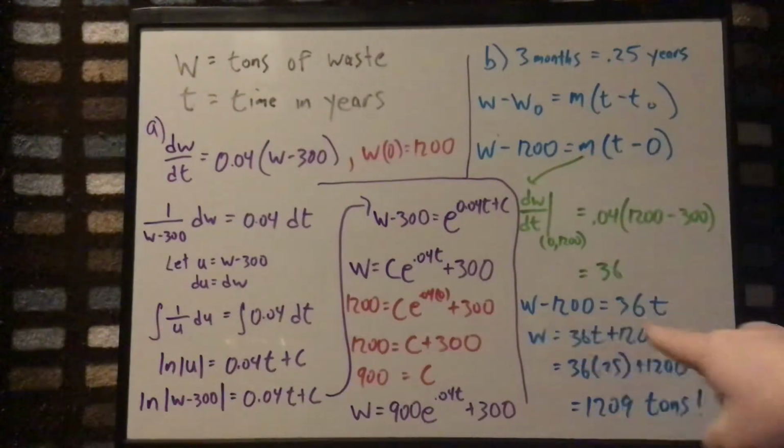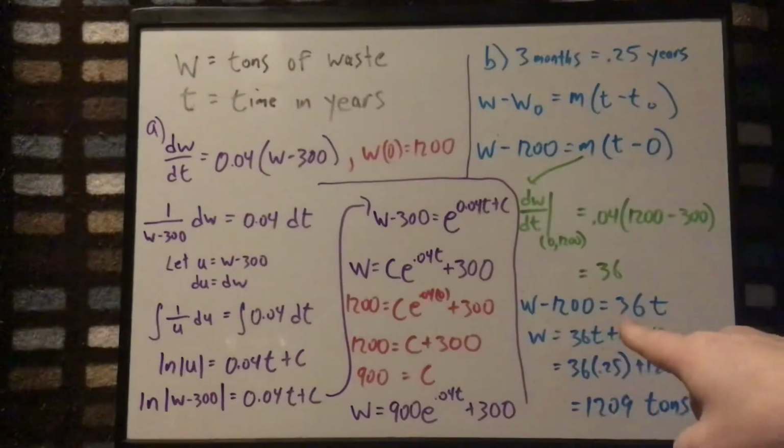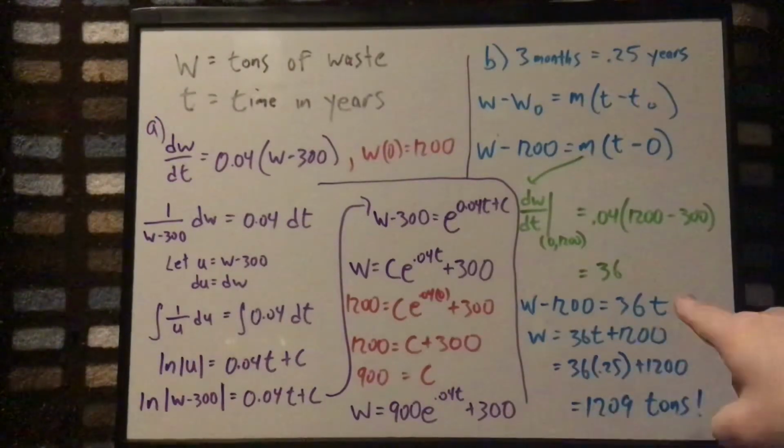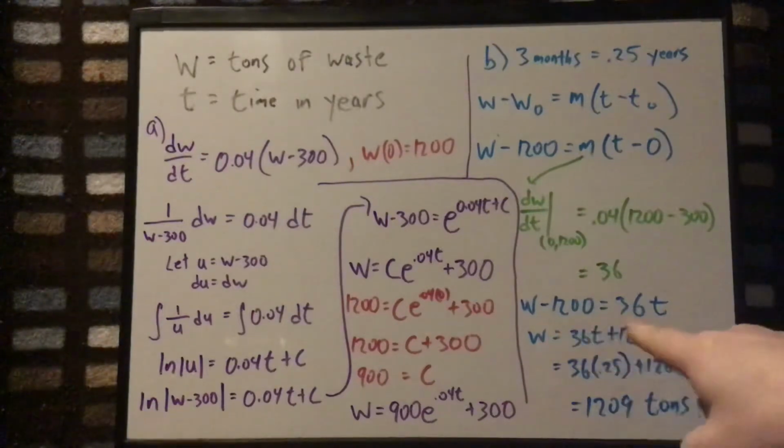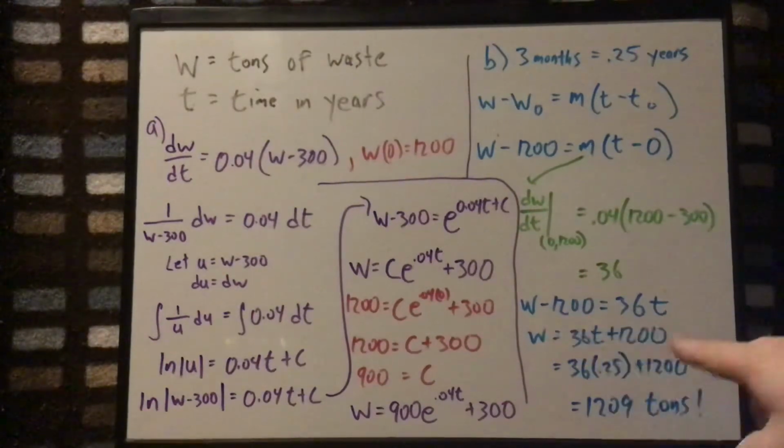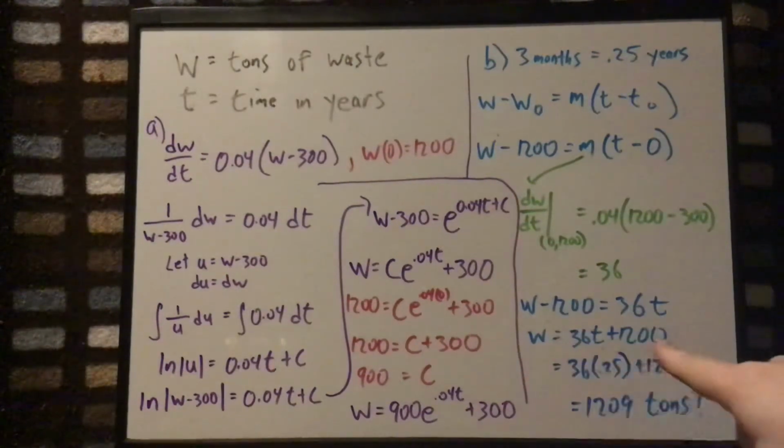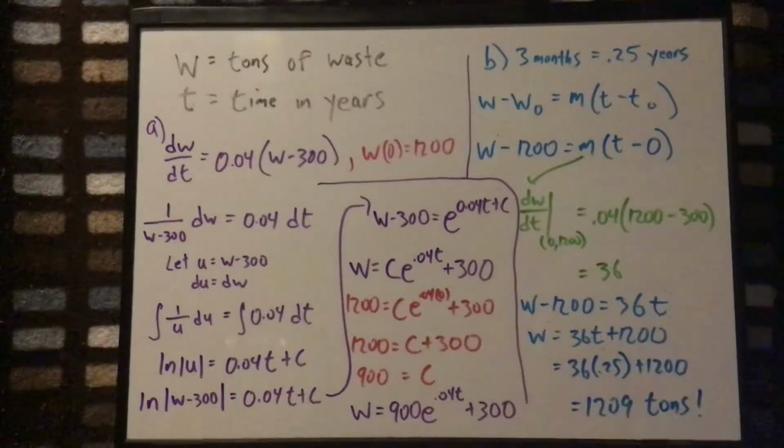Once I knew that, I went back and plugged that in, and wrote the equation down here. So I get W minus 1200 equals 36 times T minus 0. So I just ditched the 0. Got this, for good measure, just moved the 1200 over. So now I have it in slope-intercept form.